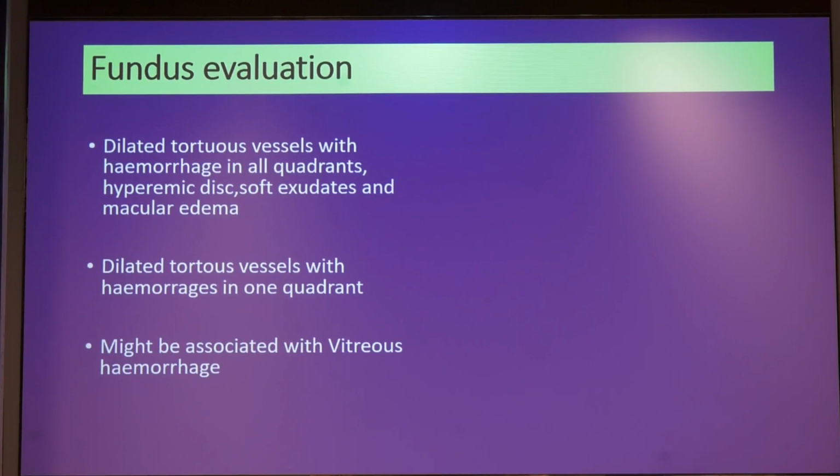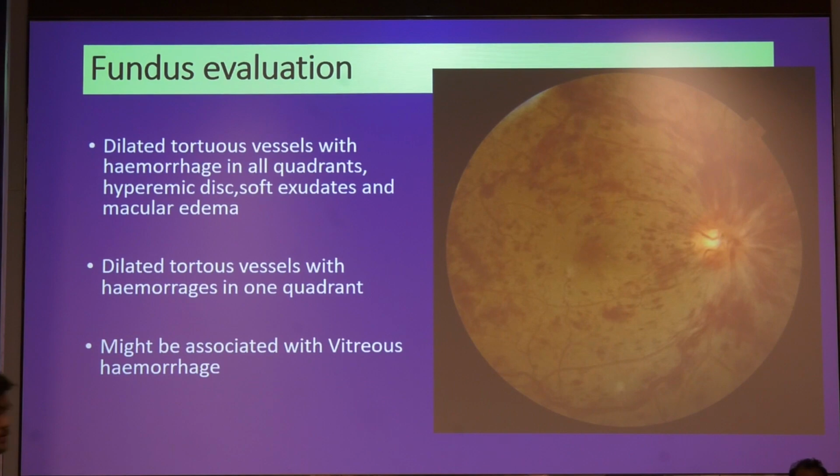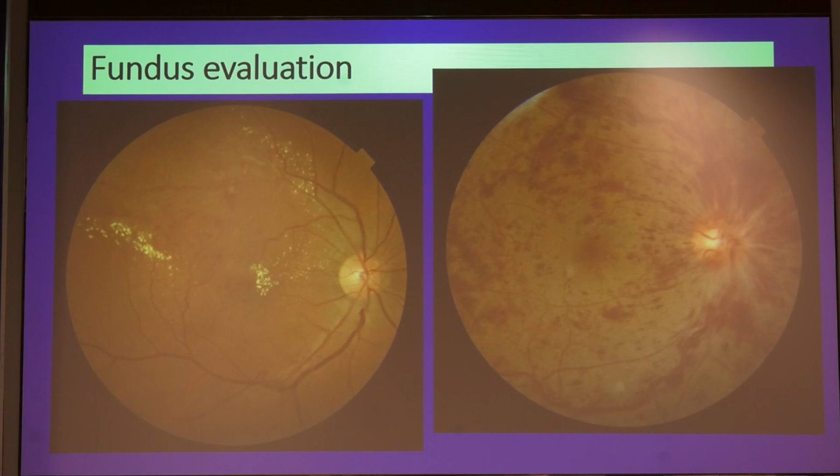In the fundus evaluation, dilated tortuous vessels with hemorrhages in all quadrants, a hyperemic disc, soft exudates, and macular edema would point towards central retinal vein occlusion. Dilated tortuous vessels with hemorrhages in one quadrant would point towards branch retinal vein occlusion, and both of these might lead to vitreous hemorrhage if they are ischemic.